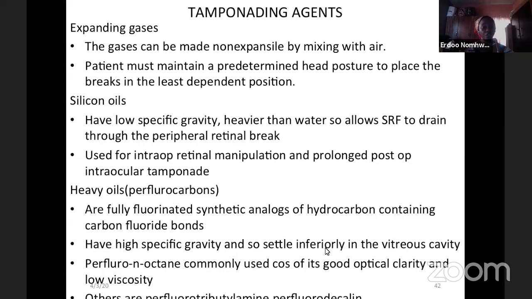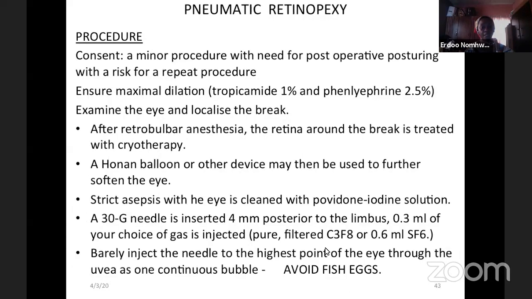Then heavy oils, that's the perfluorocarbons, are also used because they have high specific gravity, good optical clarity, and low viscosity. So these are some of the substitutes you can use when you're doing a vitrectomy after you have done your pars plana vitrectomy, and maybe to reform your posterior segment.